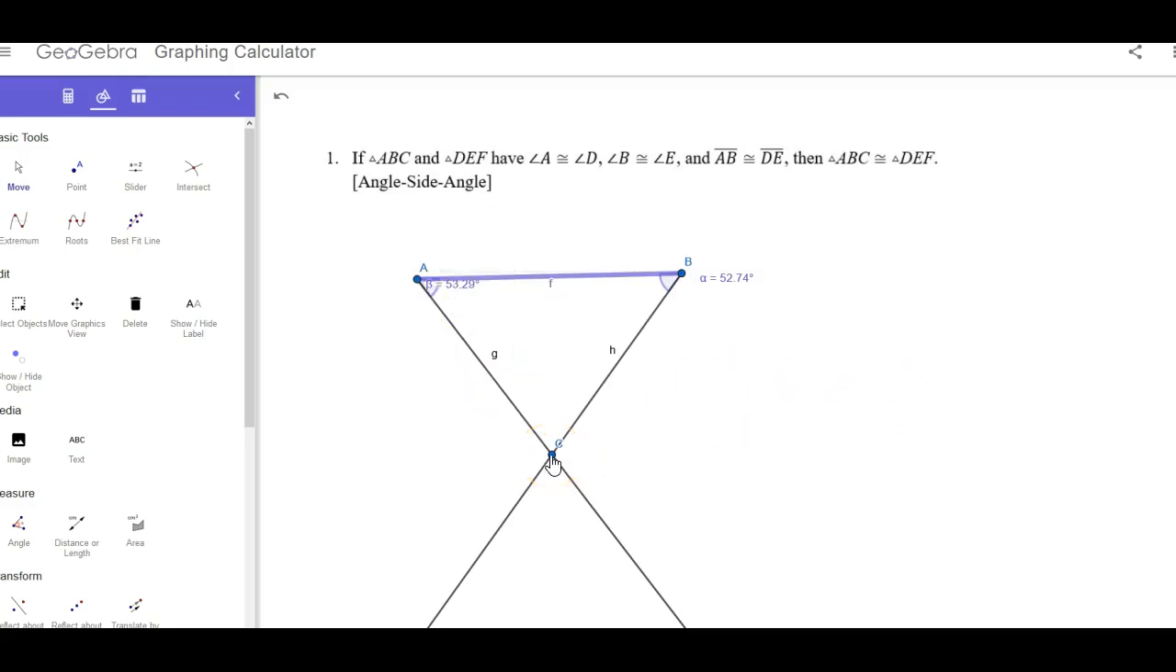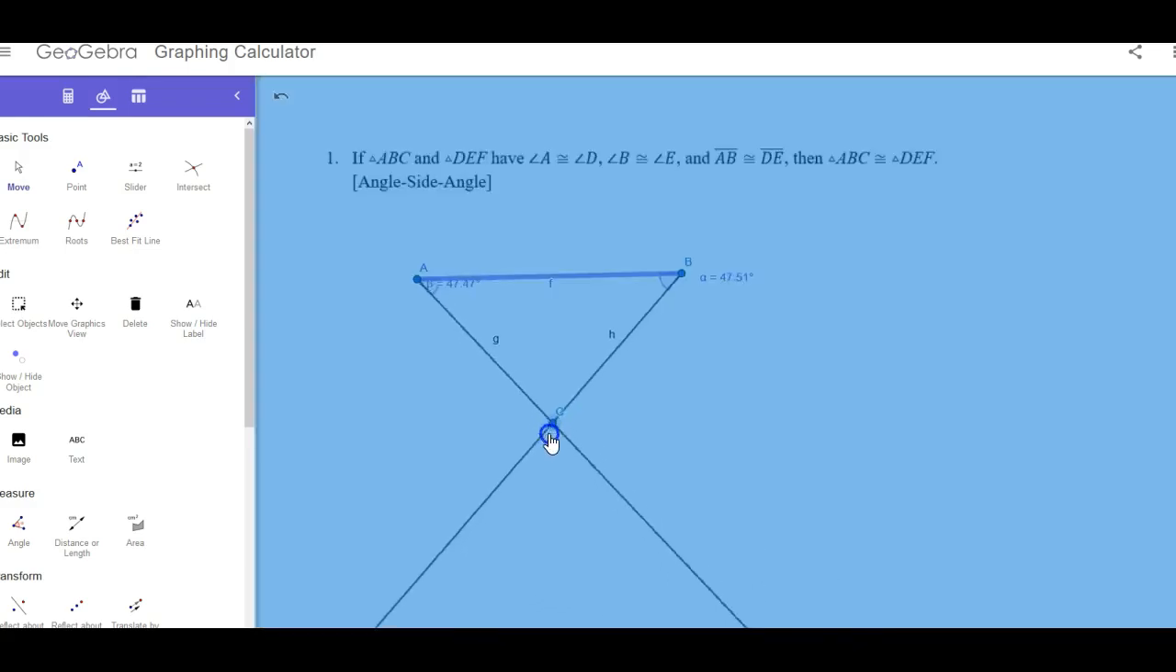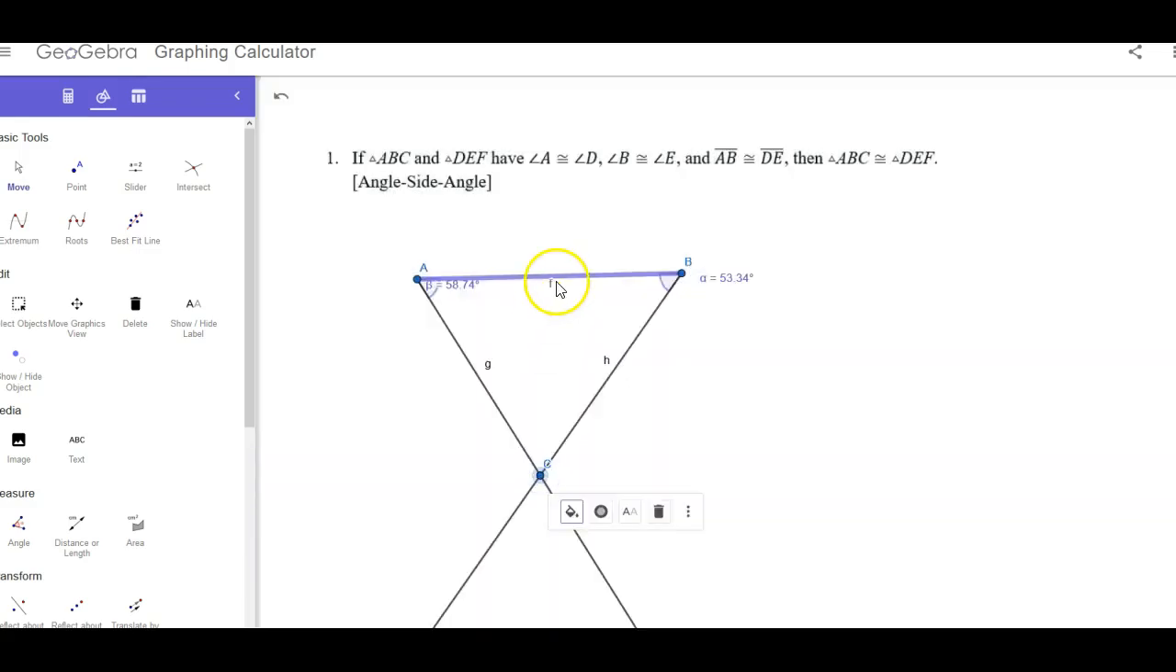So here, is it possible to create another triangle where alpha and beta are the same and F's the same, but I get a different triangle? And the answer here would be no, because if I wanted to pick another point, it would have to be on this ray AC and this ray BC. If I move C, you can see it moves alpha. So I'm not changing F. I can't change F, right?